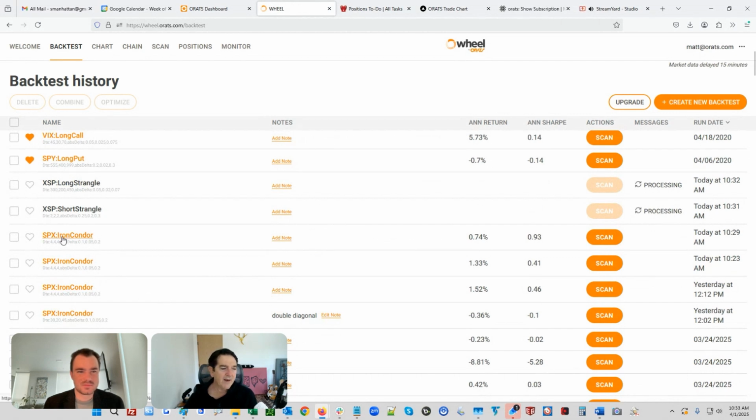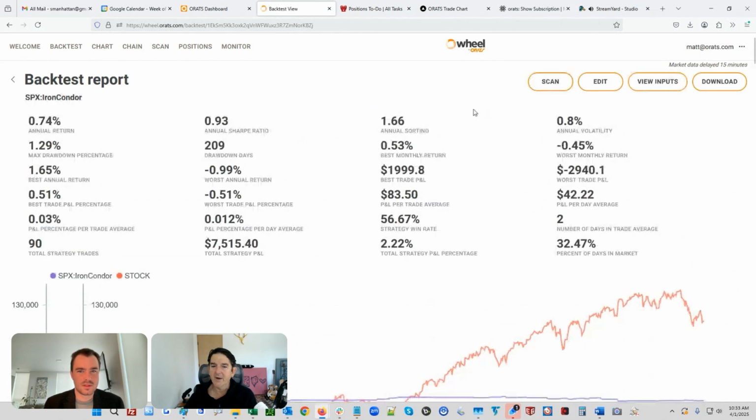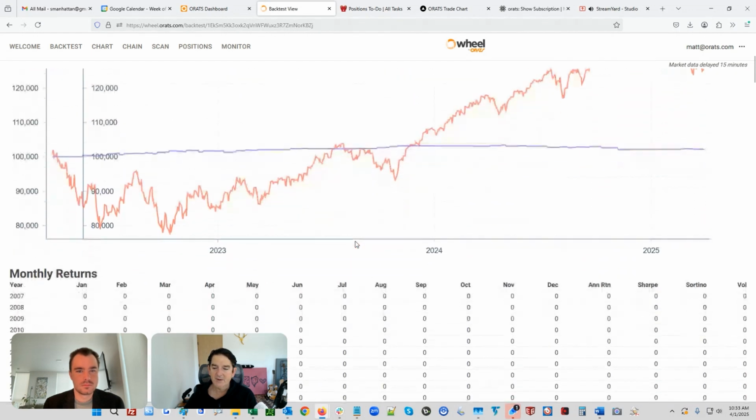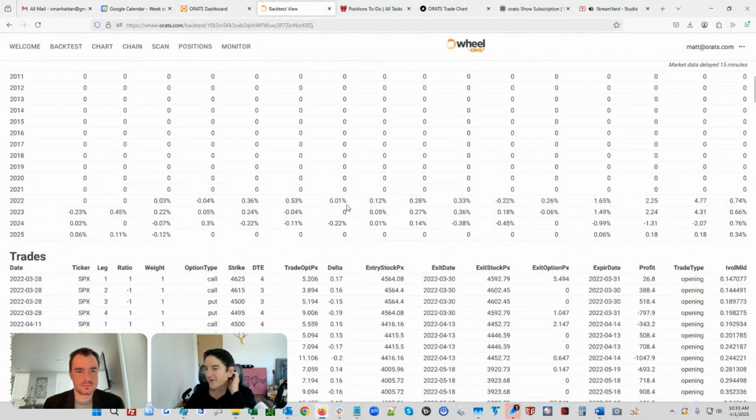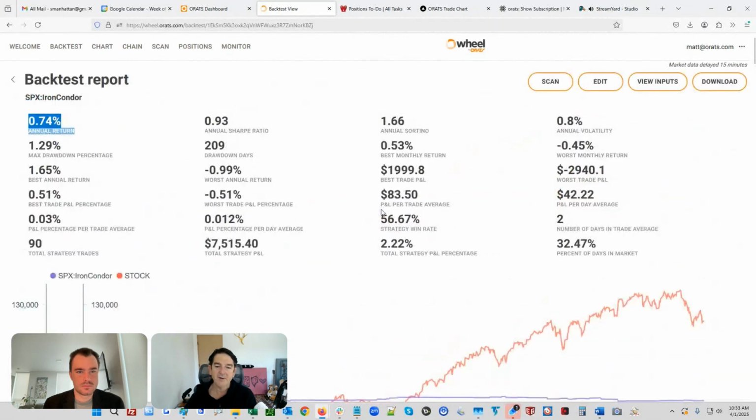So anyway, that iron condor where we're paying for it came back, and actually the annual returns are lower, but the Sharpe's a lot better, and the Sortino is really good. And it doesn't look like it traded that much either. And I'll tell you why.